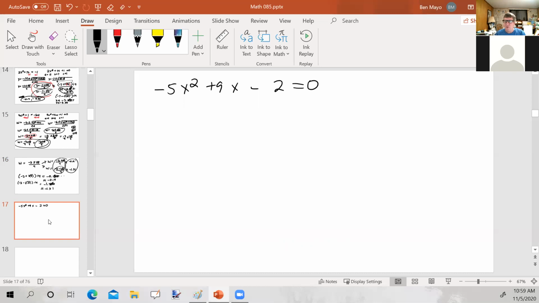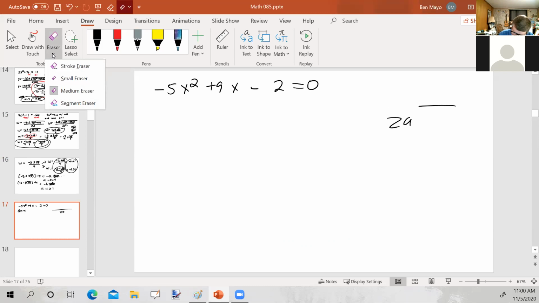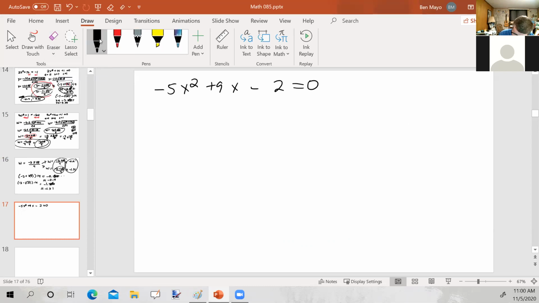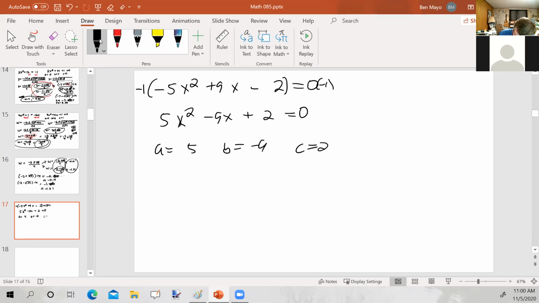This is in standard form, but notice that a is -5. And in your quadratic formula, everything's over 2a. It's just nicer to have your leading coefficient positive. So what could I do to make that happen? Well, I could multiply both sides by -1, and that would give me 5x squared minus 9x plus 2 equals 0. And then from there, a is 5, b is -9, c is 2, etc. So you could multiply both sides of the equation by -1 to get a to be a positive number. All right.